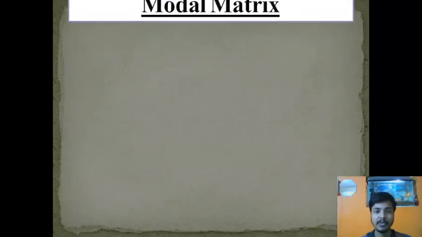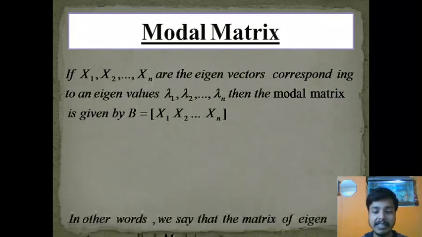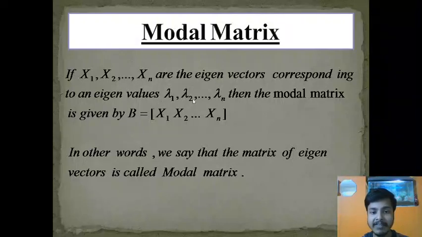Now next is the model matrix. Simply speaking, the model matrix is nothing but the matrix of eigenvectors. Suppose you have a matrix of order n. So how many eigenvalues? N eigenvalues, and there would be n eigenvectors corresponding to these eigenvalues. Then the matrix obtained by these eigenvectors is called the model matrix.